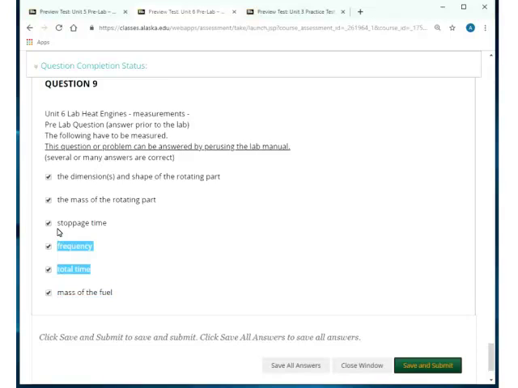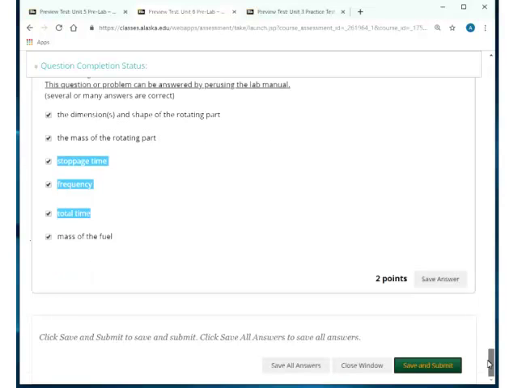These 3 are actually the 3 that you have to measure throughout the experiment: stoppage time, frequency, and total time. But yeah, all 6 of them should be checked because all 6 of them need to be recorded.